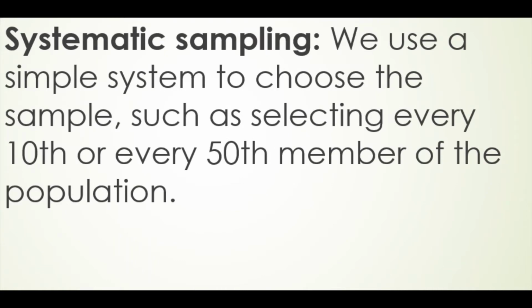Next is systematic sampling. In systematic sampling, we use a simple system to choose the sample, such as selecting every 10th or every 50th member of the population. So here we may stand at the doorway to a supermarket and only interview every 10th person that comes through. As long as we have that system and we stick to that system, that will hopefully give us a representative sample.